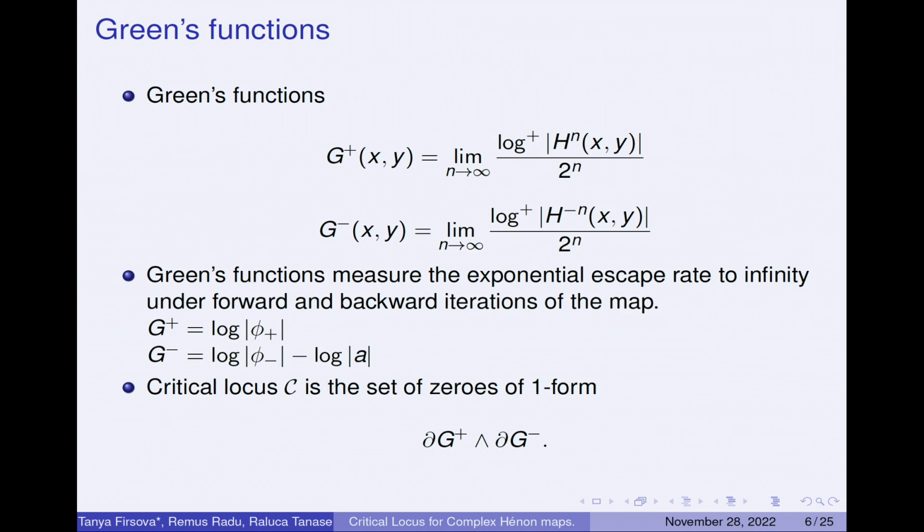Now I finally defined the green functions, G plus and G minus. So they measure exponential escape rate to infinity in the forward and backward iterates of the map. And the same as in one-dimensional dynamics, G plus is log of the Böttcher coordinate, and G minus is log, up to a constant, of phi minus. And we can write the critical locus in terms of G plus and G minus. This is the zeros of the one-form dG plus. So G plus is pluri-subharmonic, and if you take dG plus, you get a holomorphic one-form.